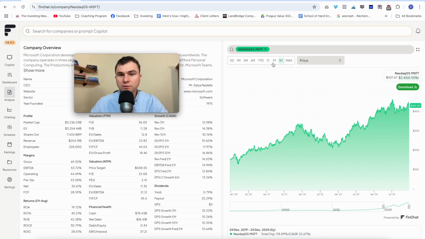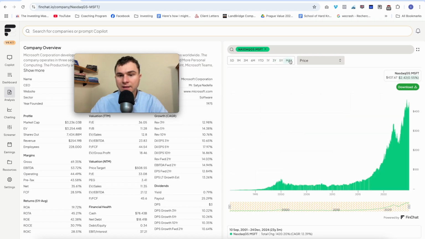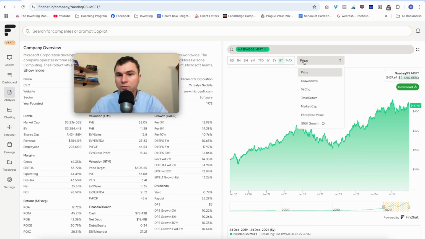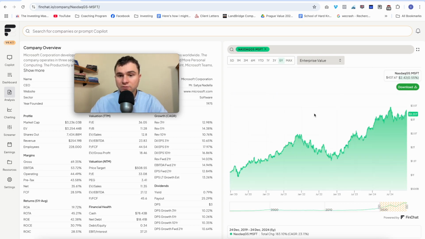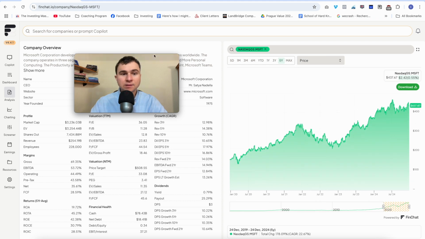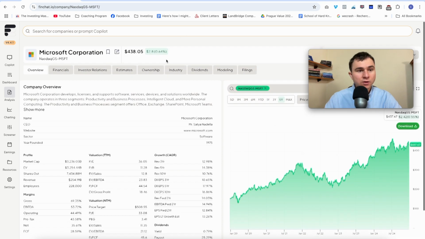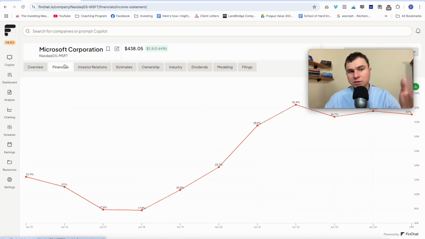Okay, you want to check the past 3 years, max, everything here. You want to check the drawdowns. Okay, very well. These are the drawdowns for the past 5 years. It went down 30% in 2022. I want to check what enterprise value. You can have it. That's it. Depending on the debt level, cash level. You also can go to financials, as I showed you previously.